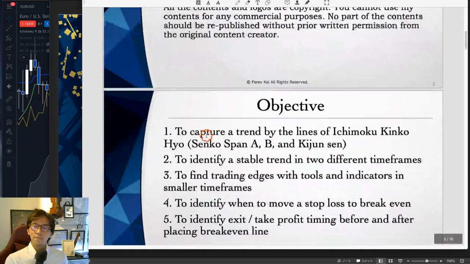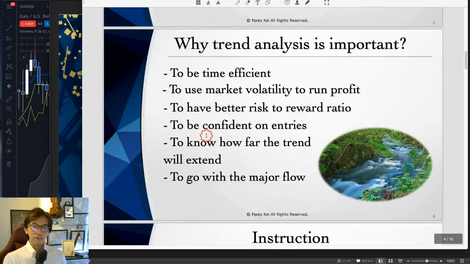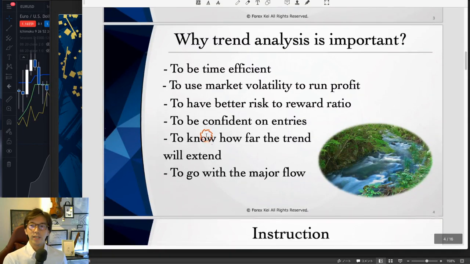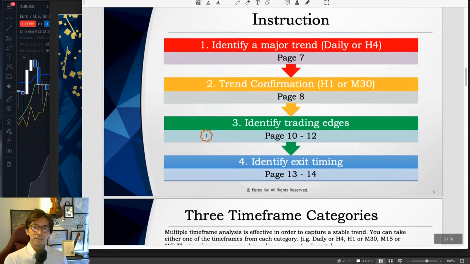I am a Forex trader, first of all, full-time in Tokyo. I only take major pairs, major Forex pairs, and I look at multiple time frames.